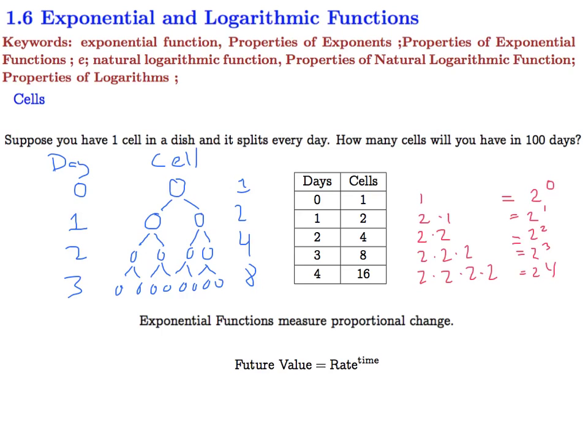So that means the formula we can write is that the number of cells on any given day t will be equal to 2 to the t. So what this lets us do is figure out that after 100 days we're going to have 2 to the 100th power cells. Now this is some ridiculously large number. It's pretty unlikely that we're going to get that many cells, but it's a good example.